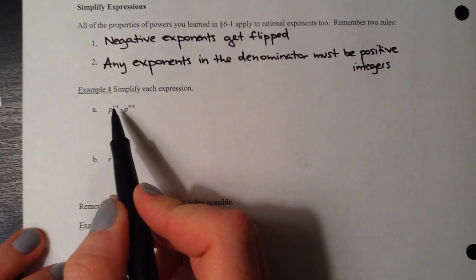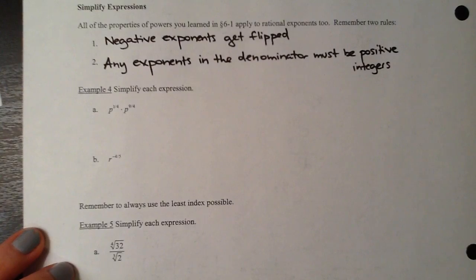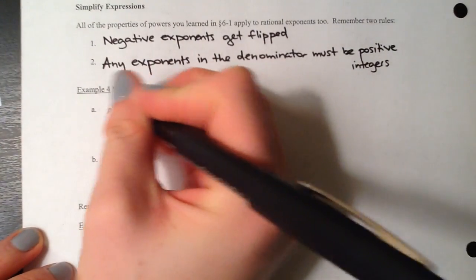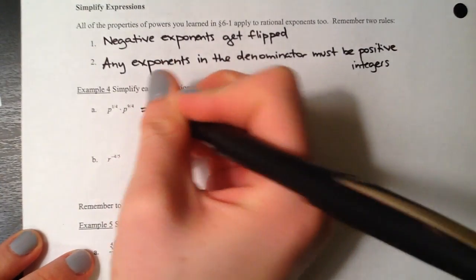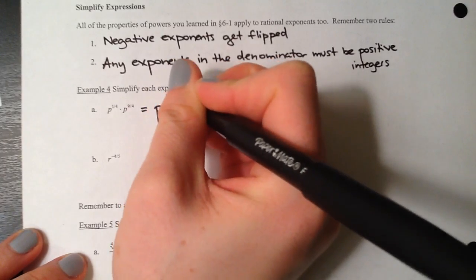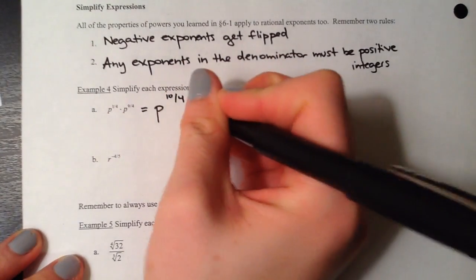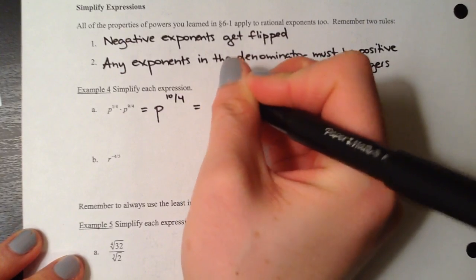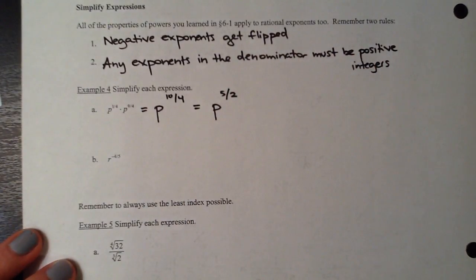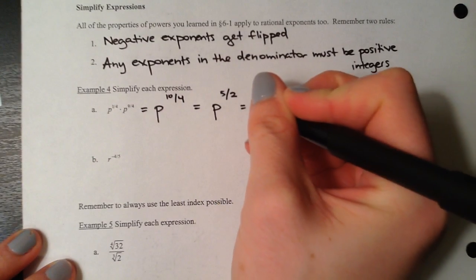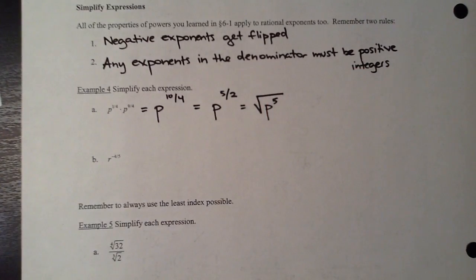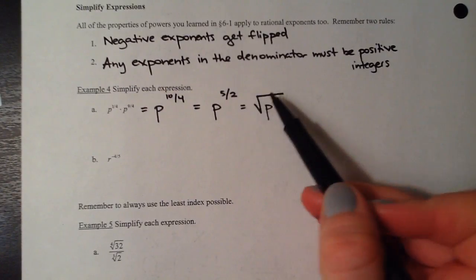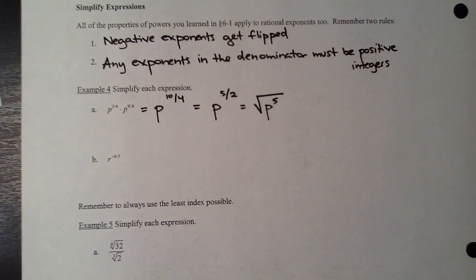So p to the 1/4 times p to the 9/4. I'm going to write this out. So p to the 1/4 times p to the 9/4. Remember, if I'm multiplying base times base, I add the exponents. So I add 1/4 and 9/4, and I get 10/4. Okay, first of all, I'm going to reduce that down. 10/4 reduces down to 5/2. And then p to the 5/2 is the same as the square root, because the index is 2, of p to the 5th. Okay, so that's what you write as your final answer. It is the square root of p to the 5th. That 2 in the denominator becomes the index when I set it up in radical form.